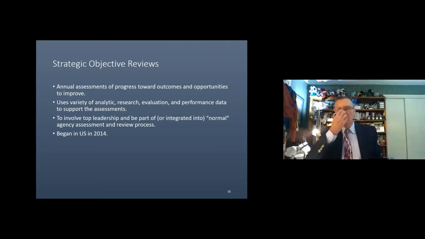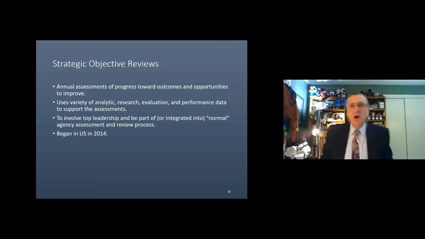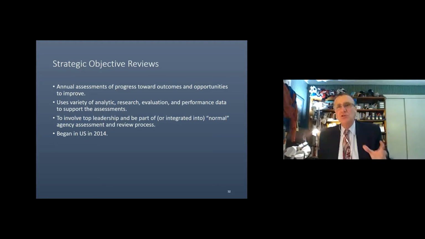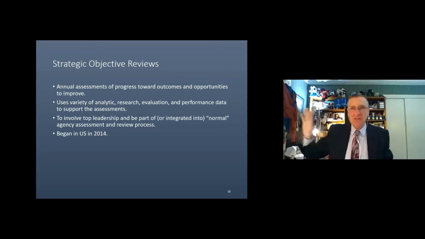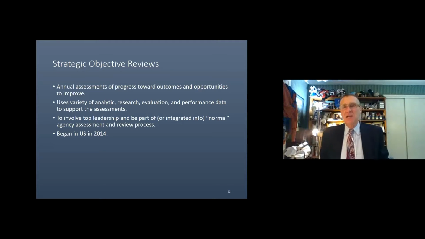These strategic objective reviews have two important attributes if they're going to be successful. First, they're going to involve top leadership. If these are about the fundamental decisions the organization is making, it can't be staffed out. They can get staff support, we can have people helping with the analysis, but at the end of the day, you have to make sure that top leadership is driving the process.